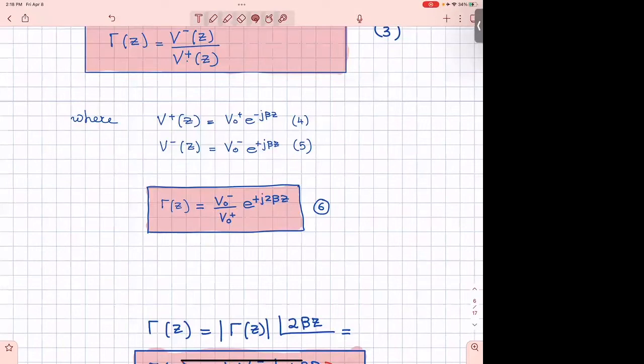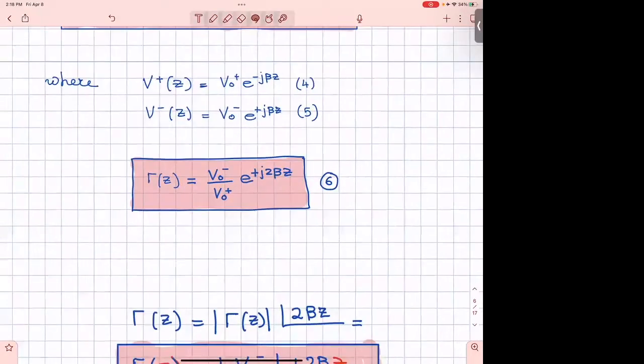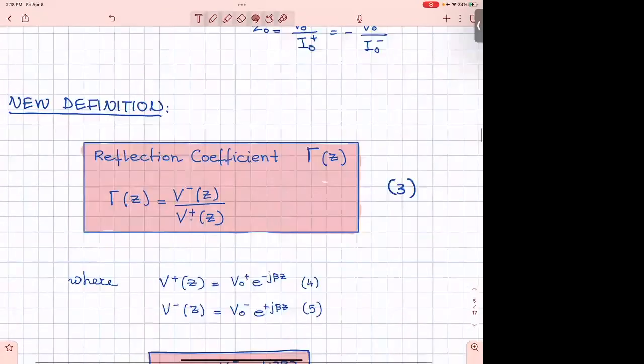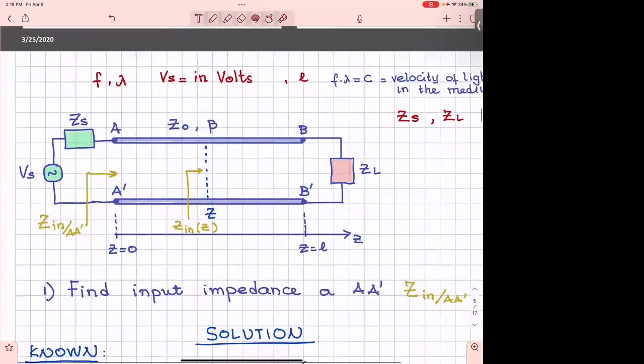All right, so now I can also write here something else. What that tells you is, let me observe something here. From the matching, you remember that we defined the reflection coefficient at the input. The reflection coefficient at the input A prime, right there.